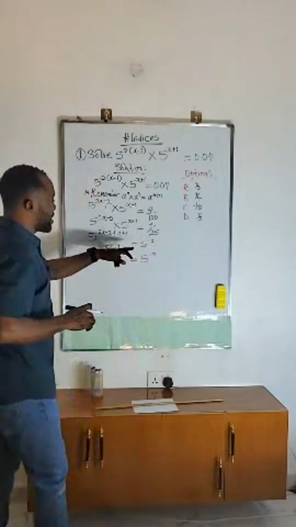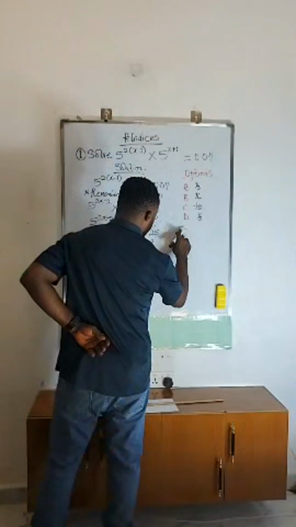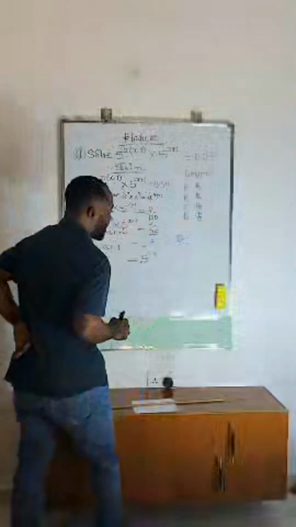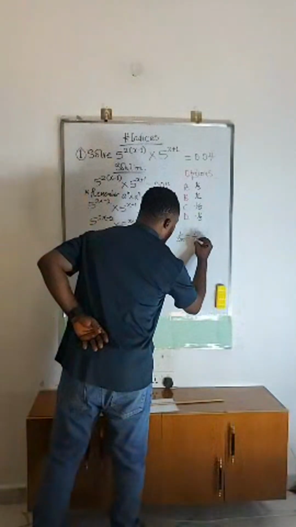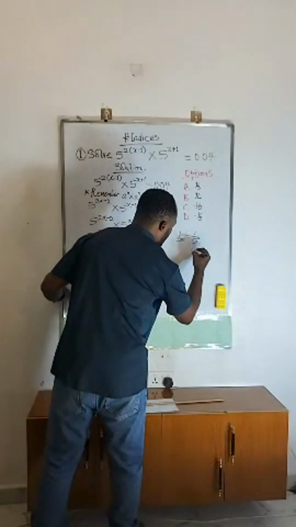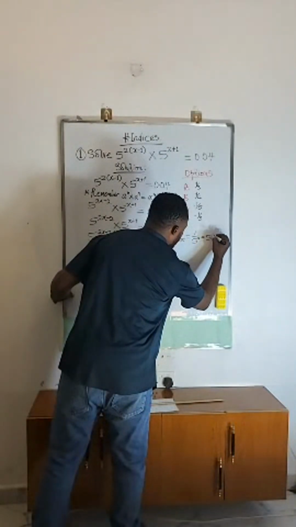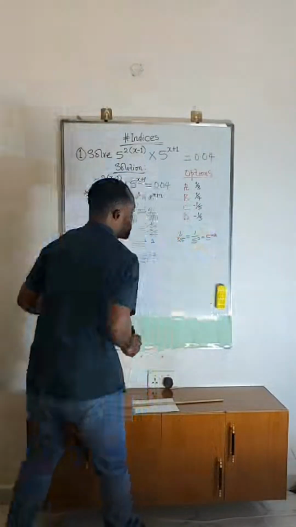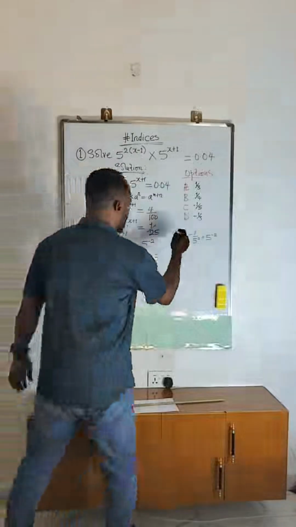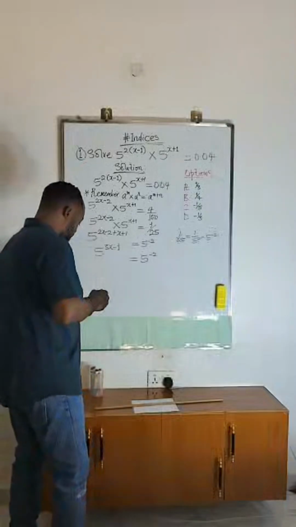I know some people will say, how did you have minus 2? 1 over 25 is the same thing as 1 over 5 raised to the power of 2. And so that is the same thing as 5 raised to the power of minus 2. So that is how we got to this. Okay? So take note of that. All right.